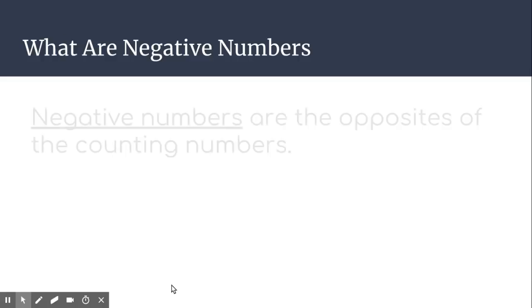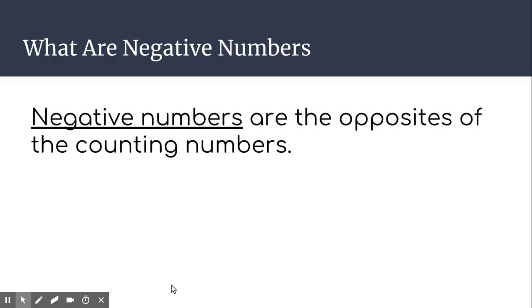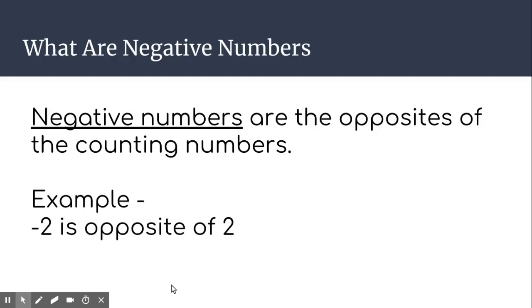Well, what are negative numbers? Negative numbers are the opposites of those counting numbers. So for example, -2 is opposite of 2. So -2 would be a negative number. Or -10 is opposite of 10. So -10 would be an opposite or would be a negative number.